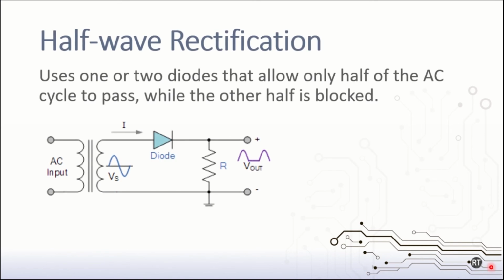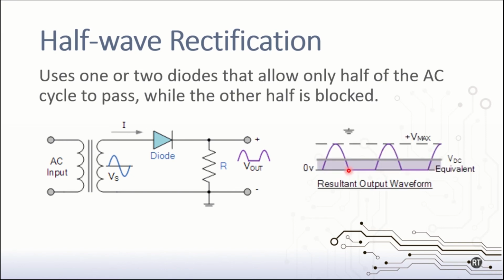Half-wave rectification uses one or two diodes. This will allow only half of the AC cycle to pass, while the other half is blocked. The resultant output voltage is similar to this. As you can see, there is a gap in the current flow for when the rectifier blocks it.